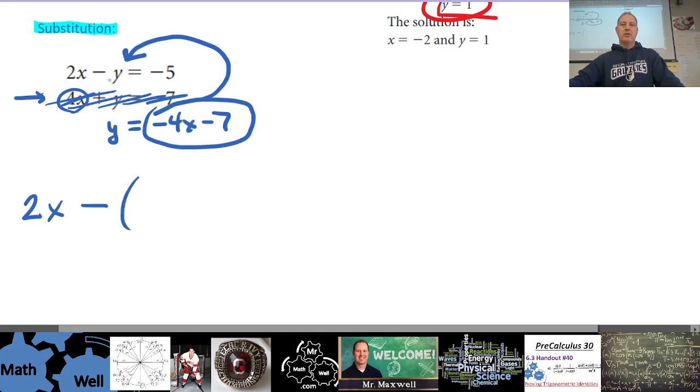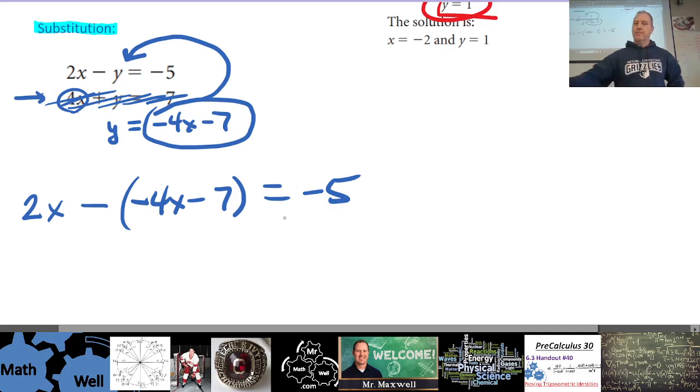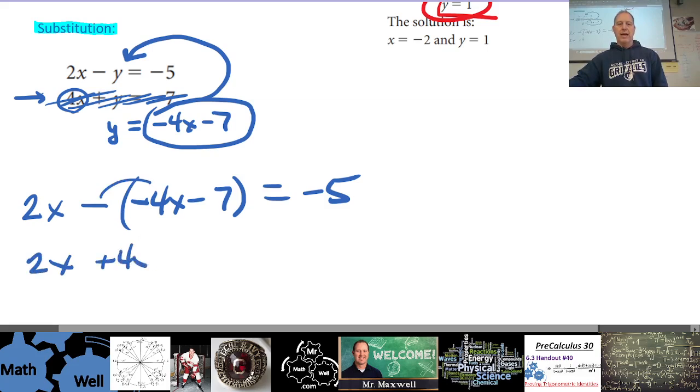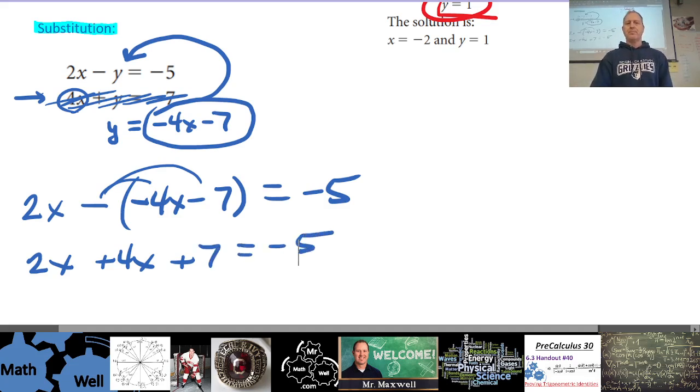Please be careful with your signs. We have a minus and we have negatives in here. So use your brackets, make sure you have your signs sorted out. So this is 2x, this is a plus 4x, and this is a plus 7. Everyone see that? When you distribute that negative sign.